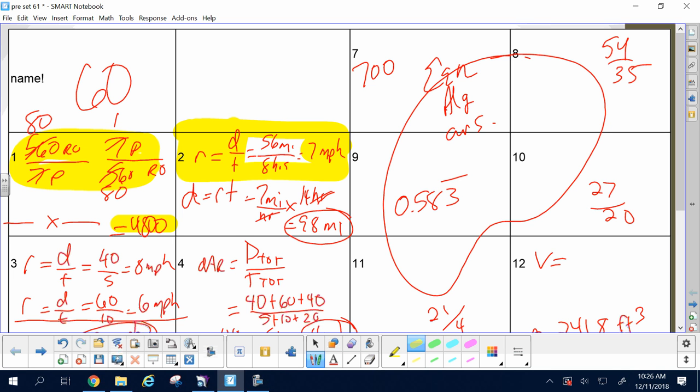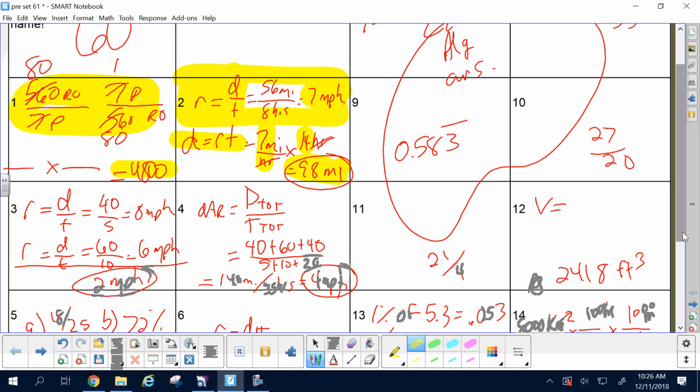For the second part, you could either do a unit multiplier or a formula. The formula would be, how far did he go implies distance. Distance is rate times time. If I put in 7 miles per hour for the rate, 14 hours for the time, he would travel a 98-mile distance.